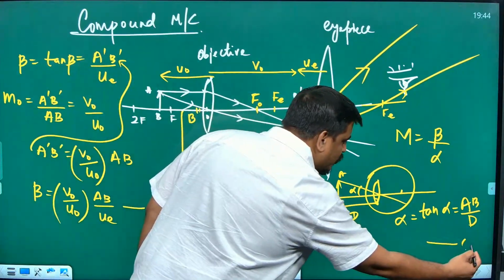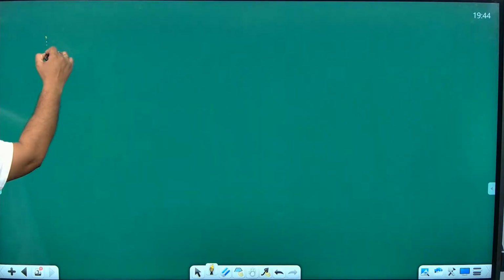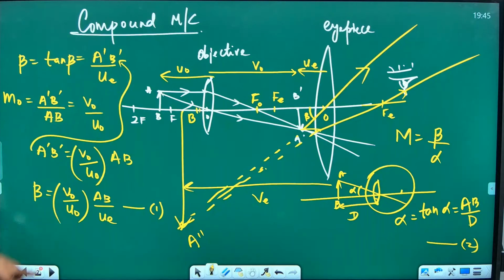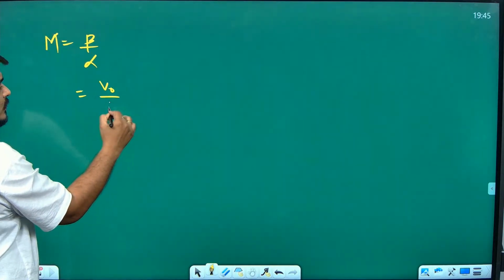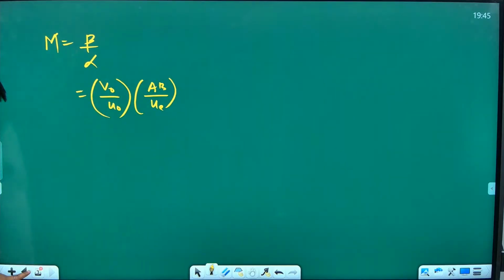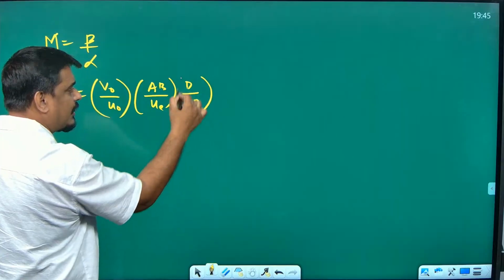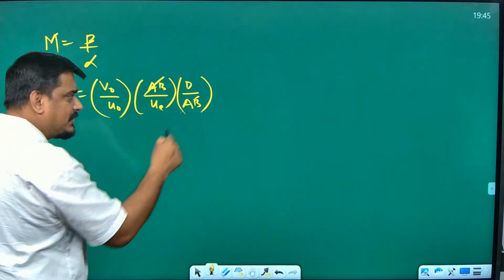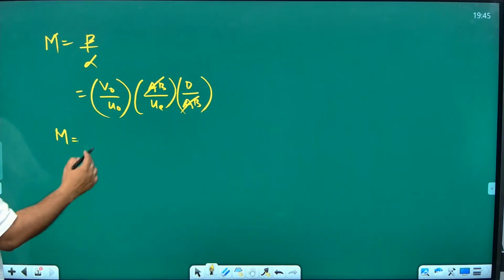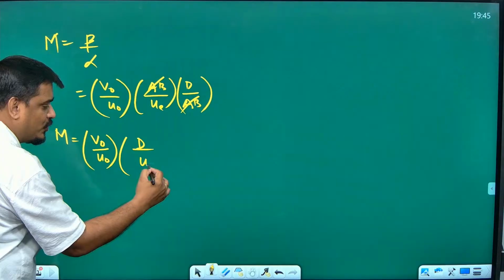Let this be equation number 2, which is alpha. I got beta, I got alpha. I am going to write what is magnification now, which is beta by alpha. What is beta? Let us check. Beta is this, VO by UO into AB by UE divided by alpha. What is alpha? AB by D. I'll write AB above D. Clear to you? AB gets cancelled. What do I get? I get magnification of a compound microscope as VO by UO into D by UE.